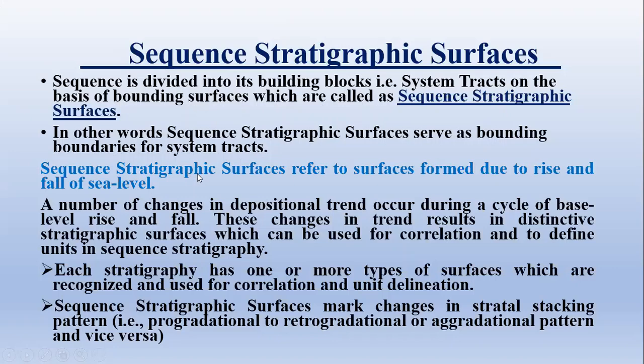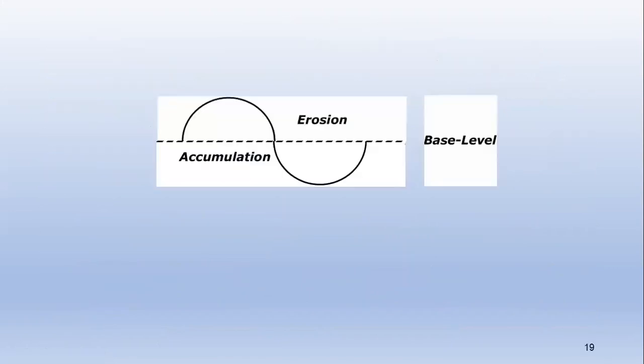Now, how do sequence stratigraphic surfaces form? They refer to the surfaces that form due to the rise and fall of sea level. Remember, we have discussed that a single sequence represents the deposition during one sea level cycle, or during one sea level rise and fall.